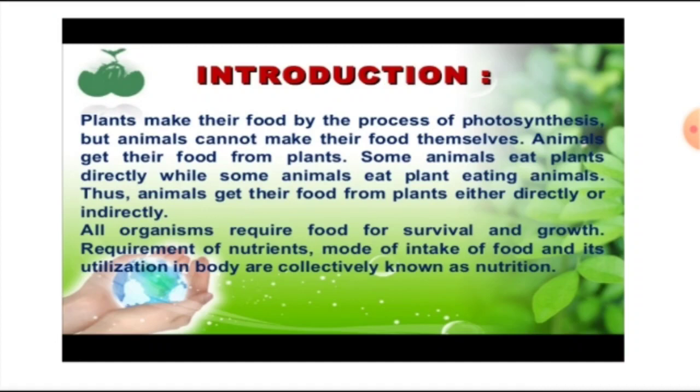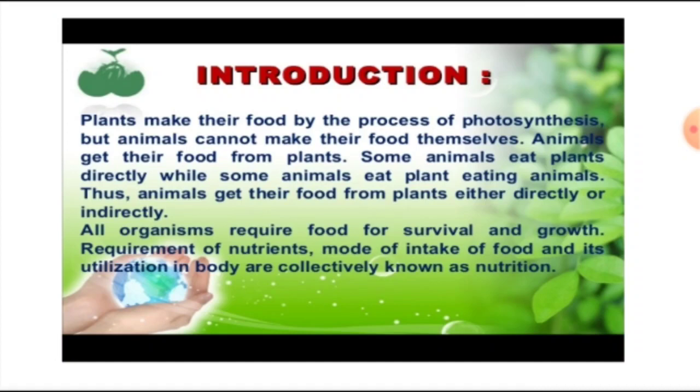Plants make their food by the process called photosynthesis, but animals cannot prepare their food themselves. Animals get their food from plants. Some animals eat plants directly, so they are called herbivores. Some animals eat the plant-eating animals, called carnivores. And some animals eat both plants and flesh, so they are called omnivores. Thus animals get their food from plants either directly or indirectly.